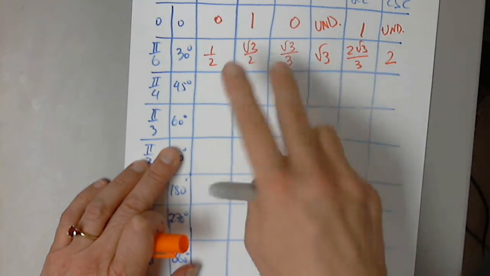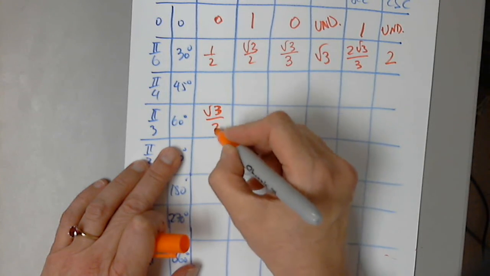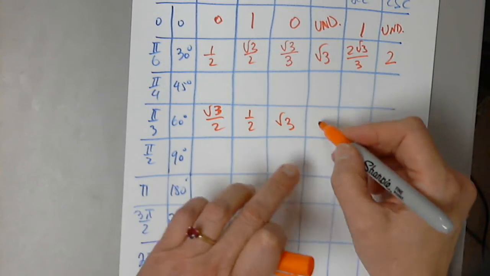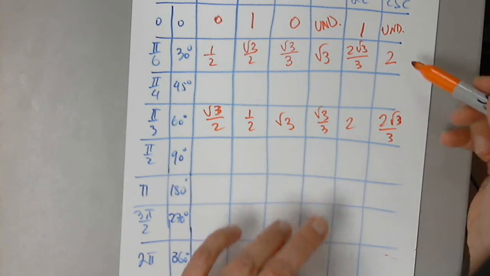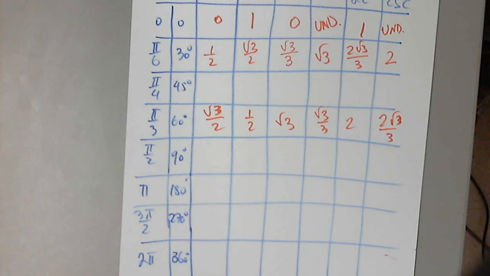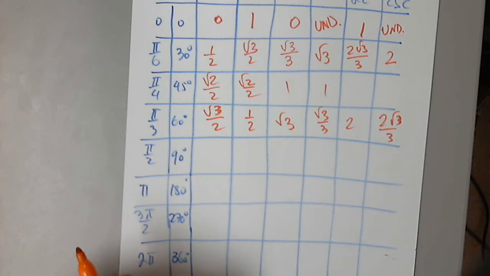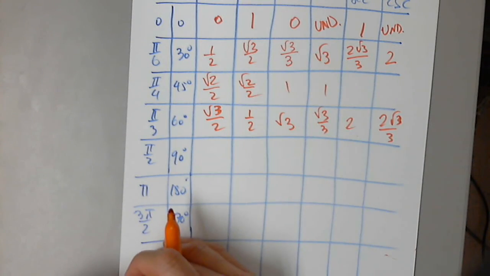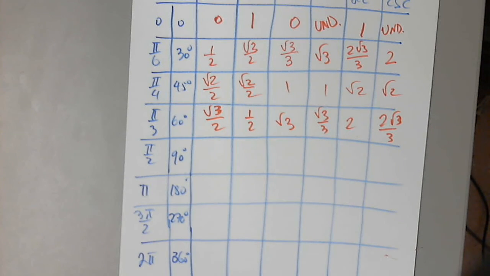For pi over 3, I'm just going to reverse everything. I'm not going to calculate anything. So this is the square root of 3 over 2. This is 1/2. This is the square root of 3. This is the square root of 3 over 3. This is 2, and 2 the square root of 3 over 3. I just reversed these: sine with cosine, tangent with cotangent, secant with cosecant. 45 is the nicest because it's the square root of 2 over 2, the square root of 2 over 2, and these are both 1 because it's this over this. And then this is the square root of 2, and this is the square root of 2.